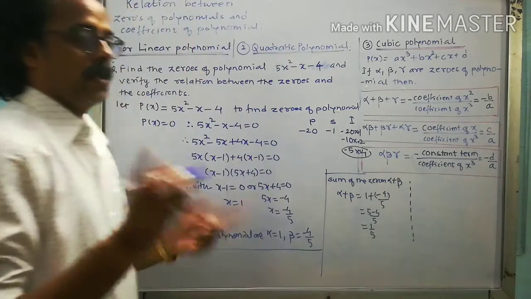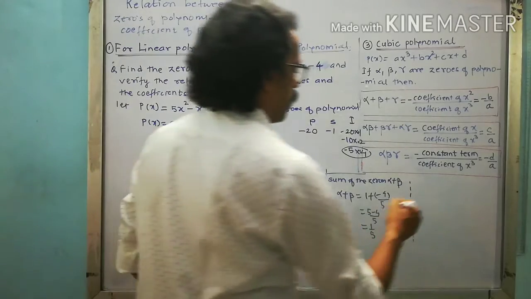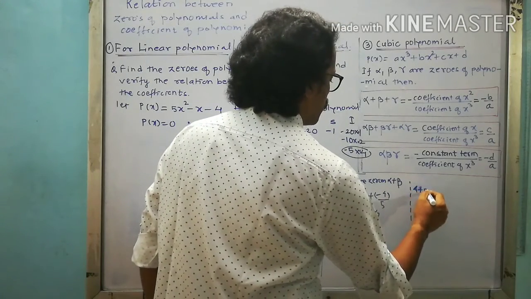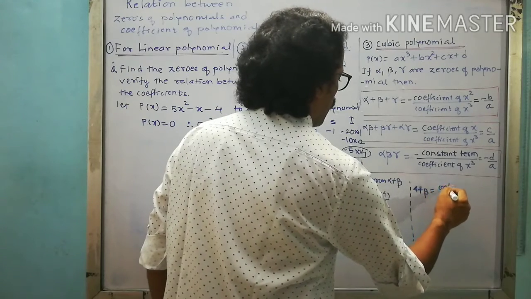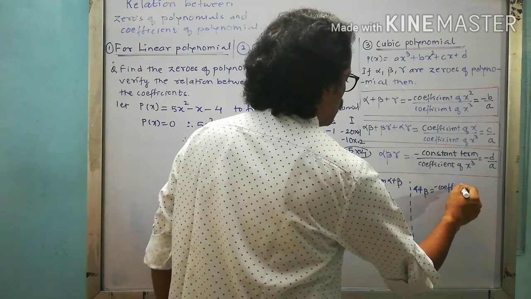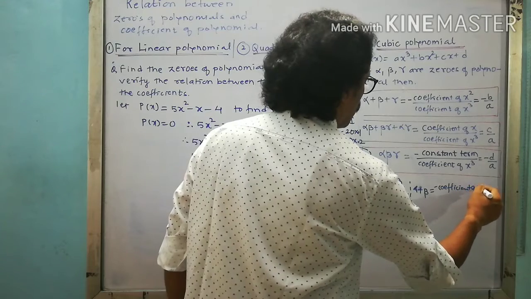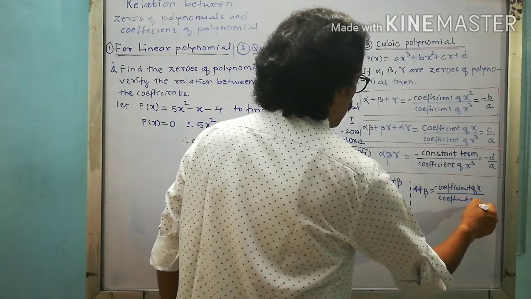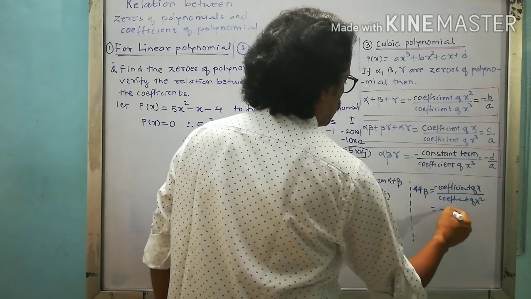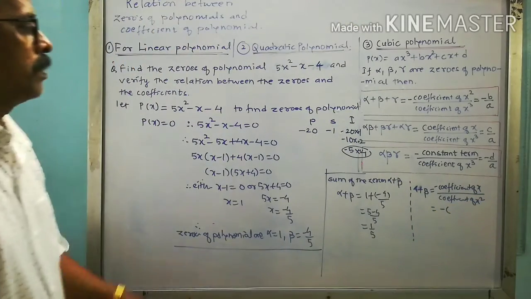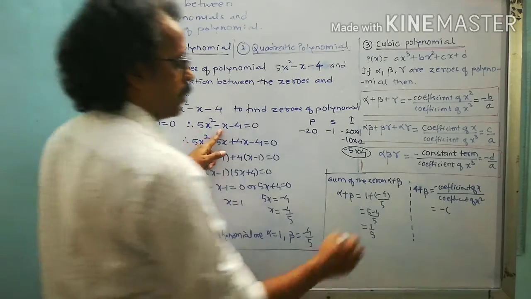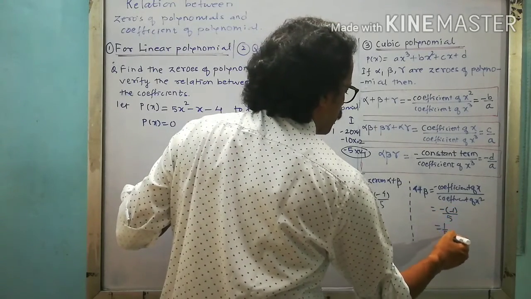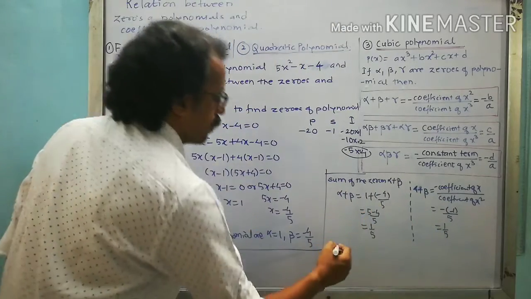Okay. As per our formula, you remember what we got? For the relation alpha plus beta, we have negative coefficient of x upon coefficient of x square. So minus of, what is the coefficient of x now here? It is minus 1 upon 5. So it is 1 upon 5. So they are the same.